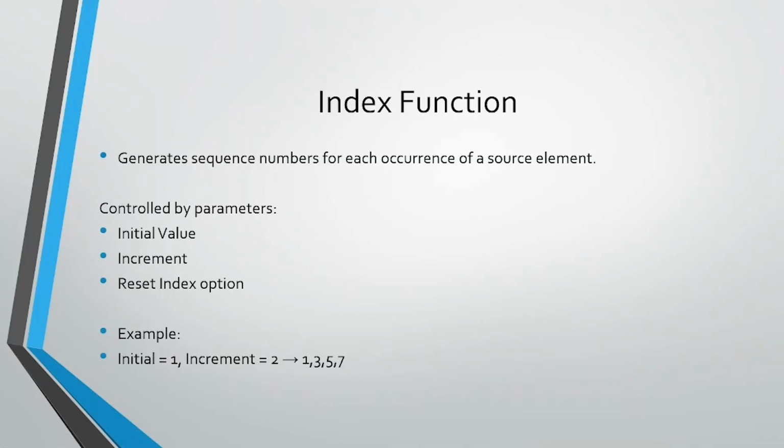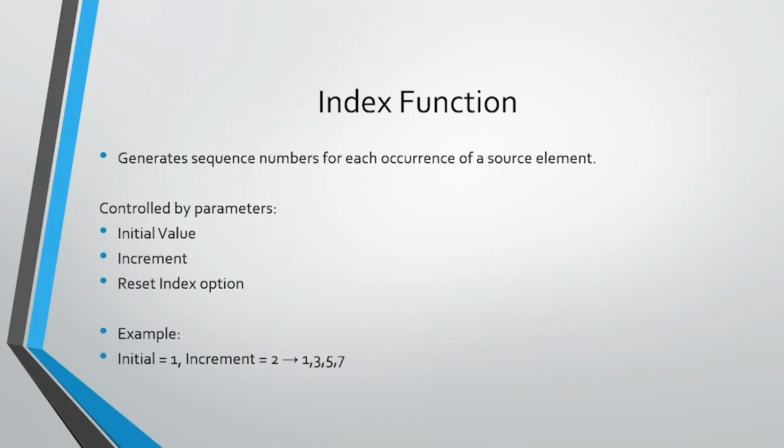Our fourth one is the index function. The index function generates a sequence number for each occurrence of a source element. It assigns an index value based on the defined parameters. In the function properties, we can configure the initial value, which defines the starting number, the increment, which defines how the index increases, and reset index, which decides whether the numbering starts for each context or continues across the entire document.